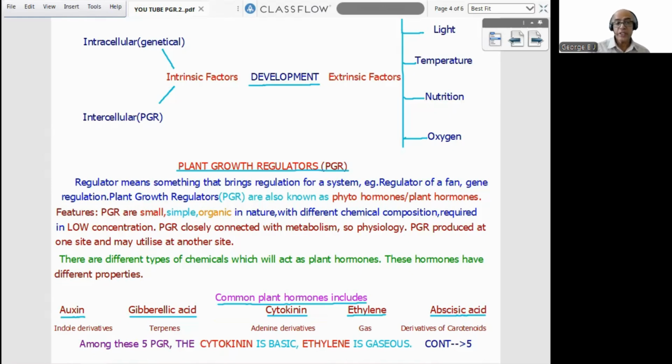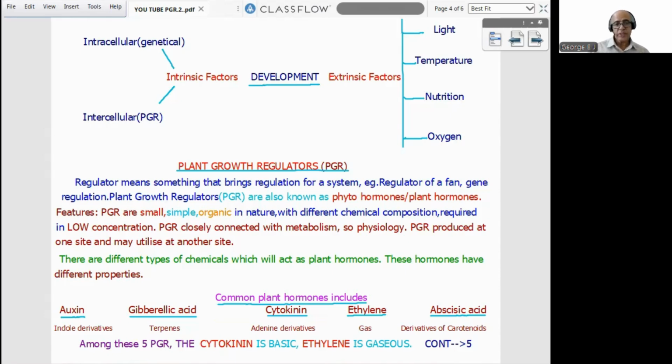And what are the features of PGR? Theory question, entrance question. PGR are usually small, simple, organic in nature, with different chemical compositions, required in low concentration. Plant growth regulators, otherwise hormones, are very closely linked with metabolism. Metabolism means physiology. Physiology explains or tries to explain how life is maintained.